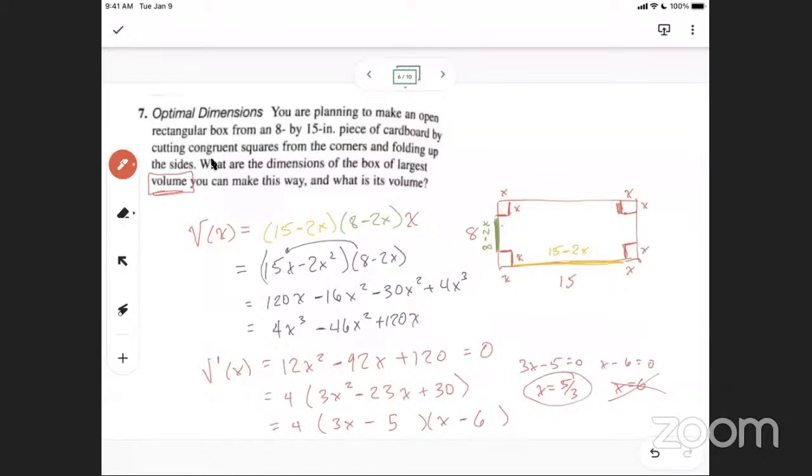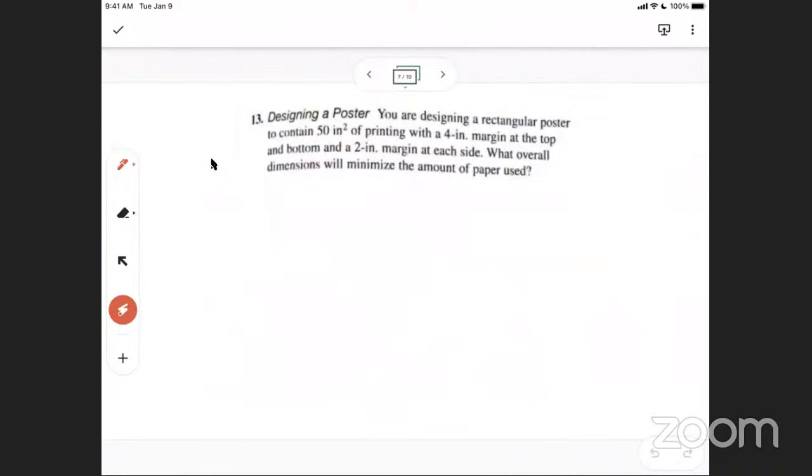So what are the dimensions of the box of largest volume and what is its volume? Just plug 5/3 into all of these different pieces here, and that way it'll give you your dimensions. There's your width, there's your length, there's your height, and then your volume is just when you multiply them all together. I'm not going to waste the time to do that. You can do that on your own. Let's just set up these other problems because we only have like 5 minutes left.